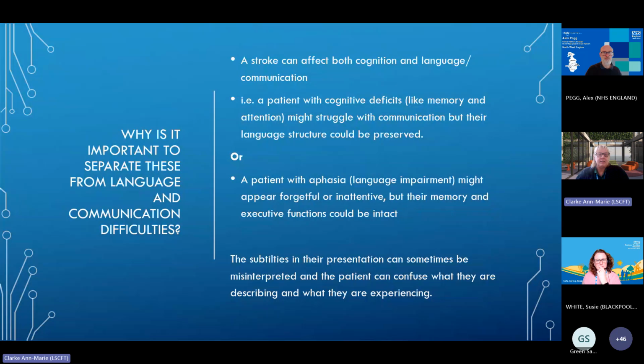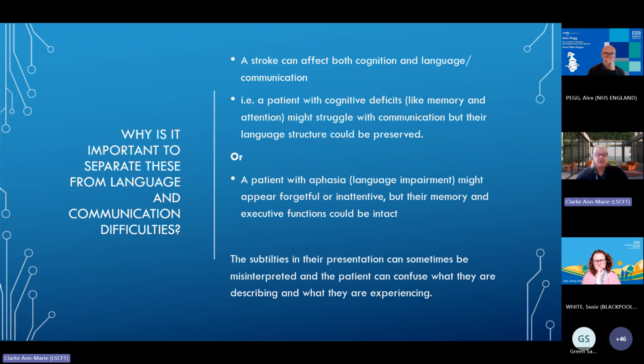So why is it important to separate these cognitive skills from language and communication difficulties? As we're aware, a stroke can affect both cognition, language and communication. So for example, a patient with cognitive deficits like memory and attention might struggle with communication, but the language structure could be preserved. Or a patient with aphasia, language impairment, might appear forgetful and inattentive, but their memory and executive functions could be intact. The subtleties in the presentation can sometimes be misinterpreted, and the patients can confuse what they're describing and what they are experiencing.